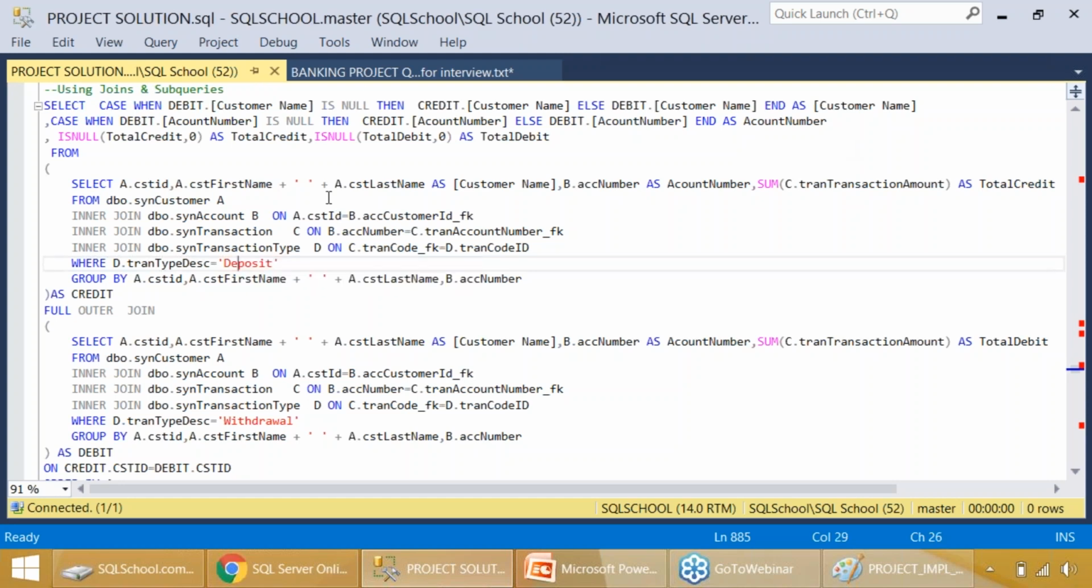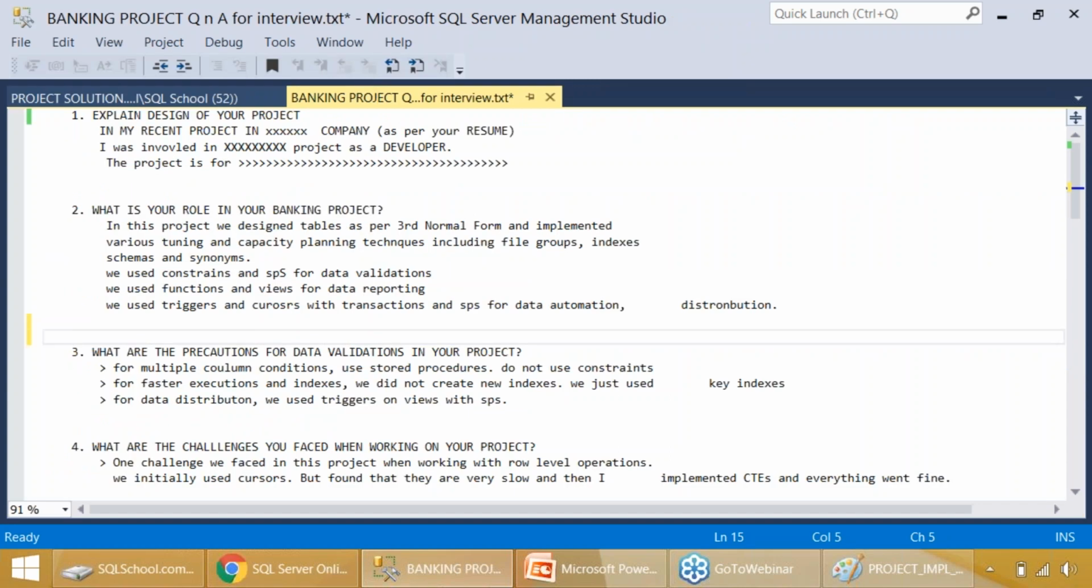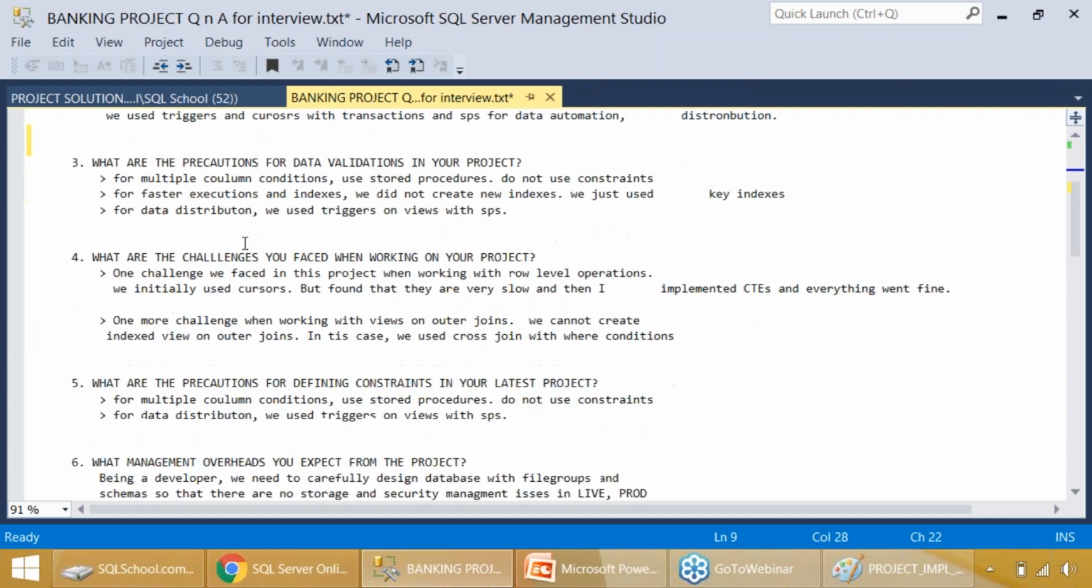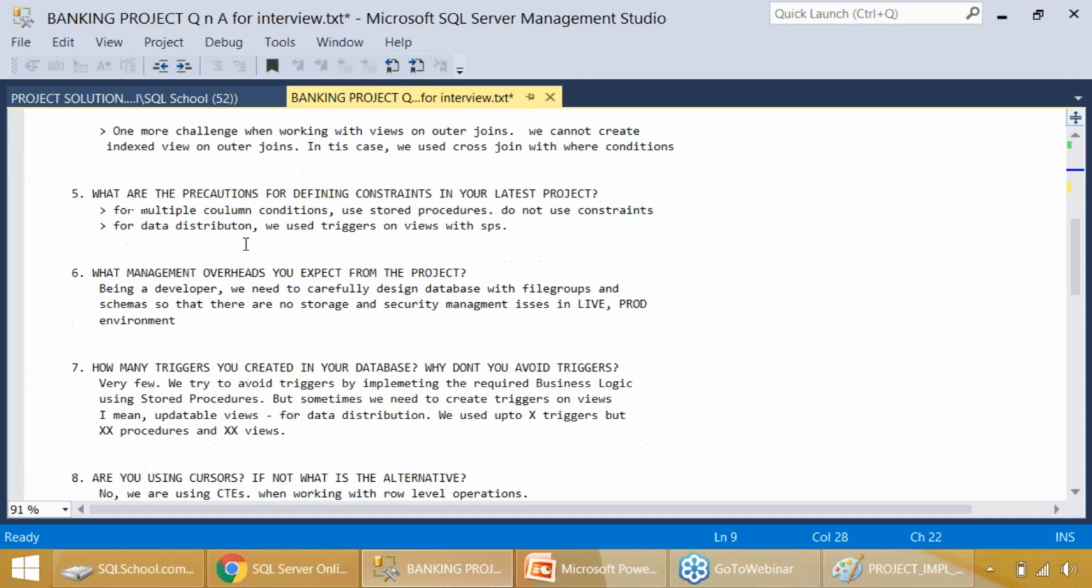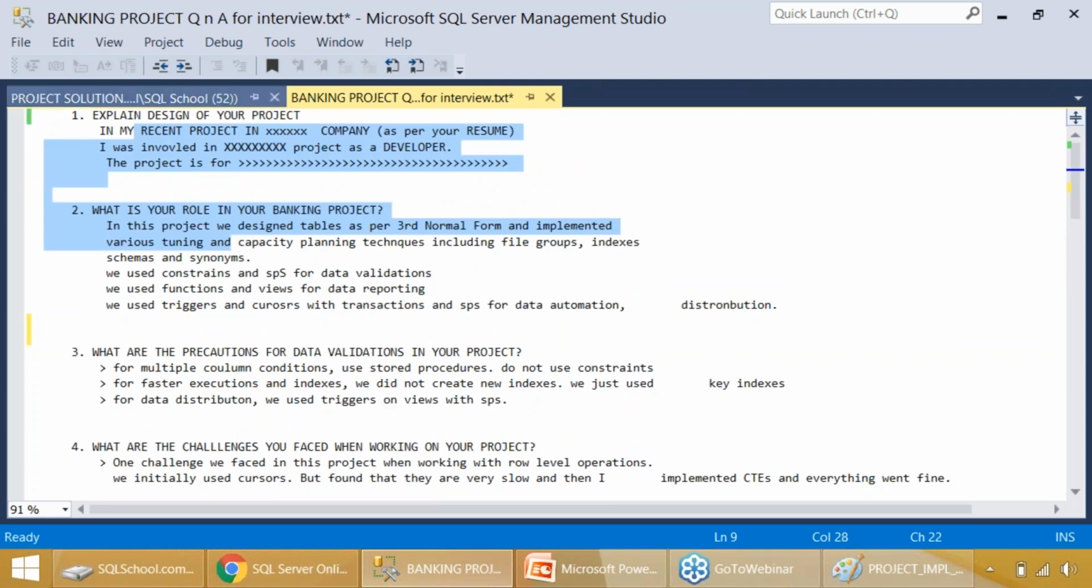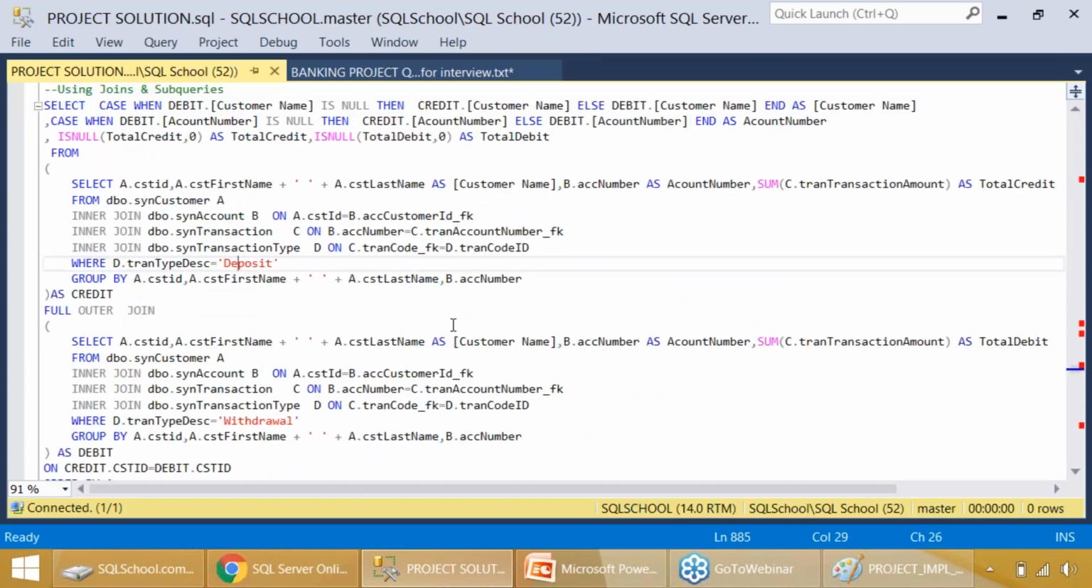So keeping in mind your job requirements, we have got a bunch of project-oriented questions, like explain the design of the project or the role or the precautions, challenges, or what and what not, all the activities. Yes, we do provide project-wise interview questions along with solutions and explanations that would be very helpful for your resume and to crack your interview.